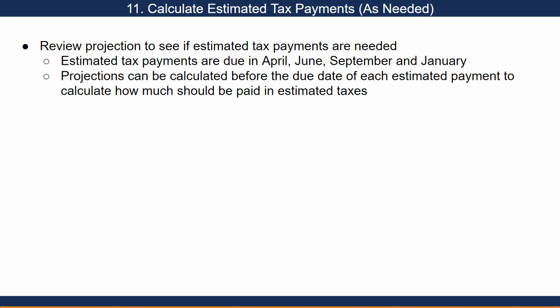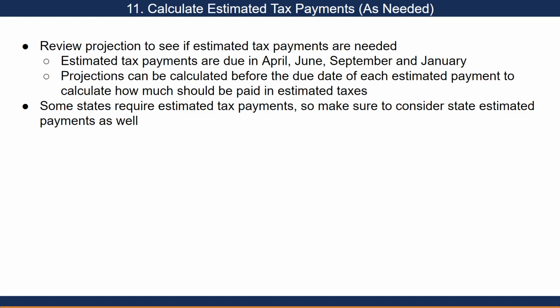Or maybe income's really high and then they want to get that paid in. And so we can up the January estimated payment, or we can keep it the same and then just let them know that they're going to owe more tax in April. So anyway, we're just kind of looking at those payments, making sure that they're being taken care of. And then some states require estimated tax payments, so make sure to consider state estimated payments as well.